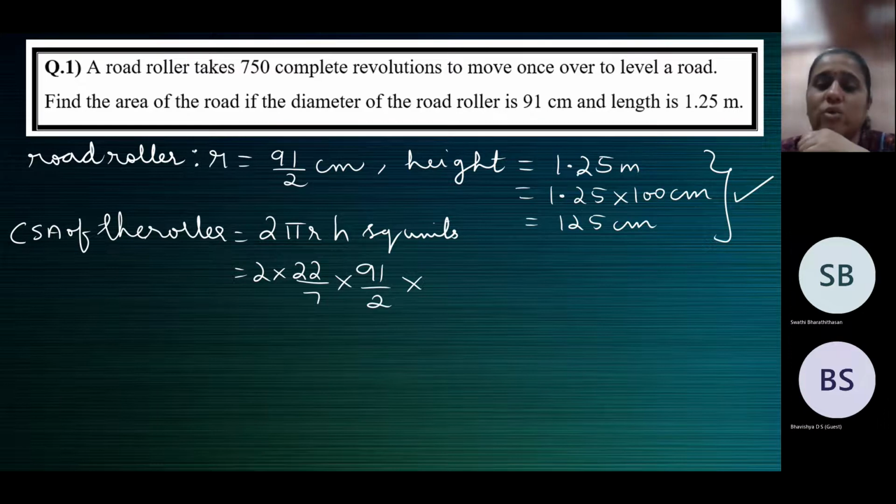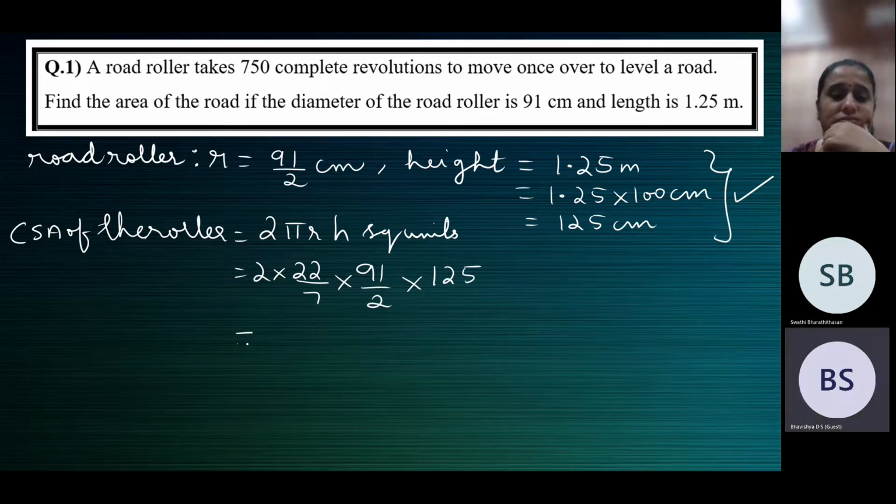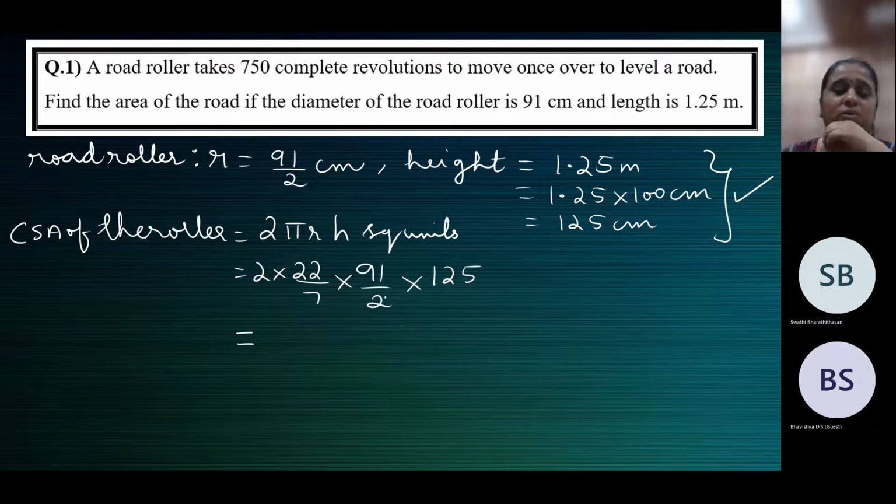So see here, 1.25 meters. Convert that to centimeters. 1.25 into 100, meter to centimeter. Multiply by 100, which is 125 centimeters. So you should substitute 125 here. All right, Bhavishya? Yes, ma'am. Now, how do we simplify?